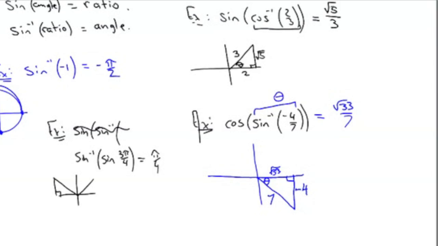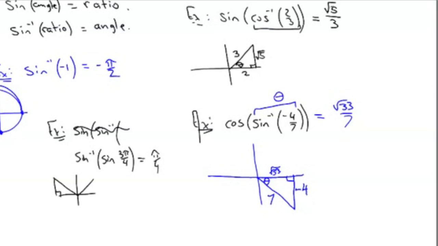I'll go over that again. So how come you got pi over 4? Just listen. 3 pi over 4 is in the second quadrant. Sine inverse does not work in the second quadrant. So you get a reference triangle, and the reference angle is?